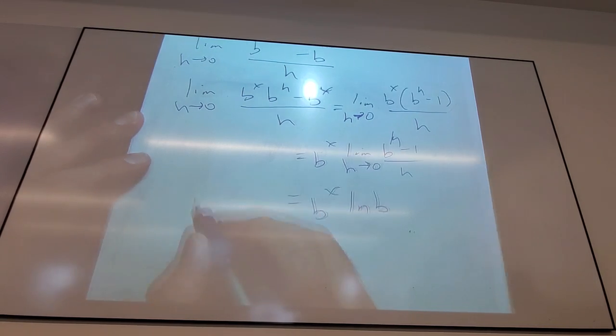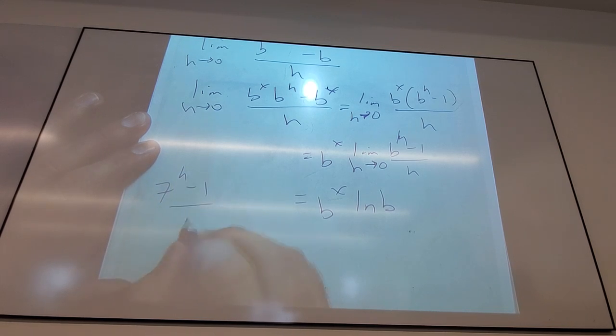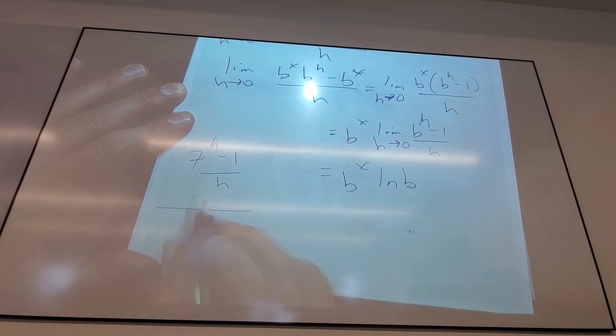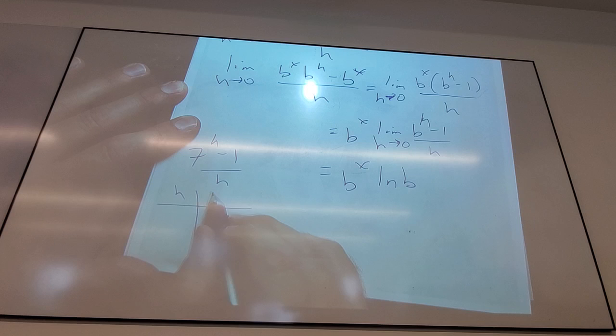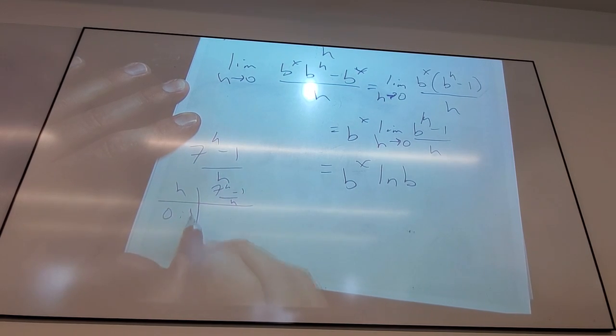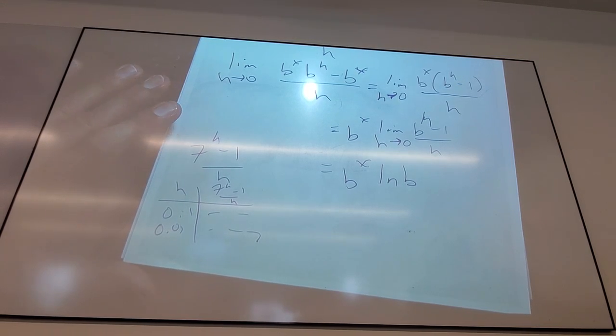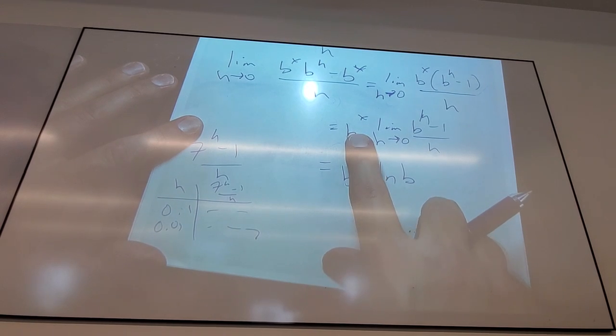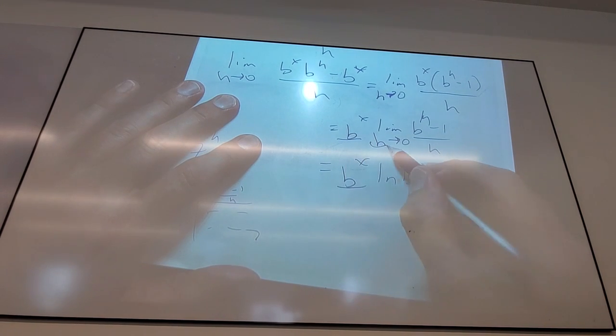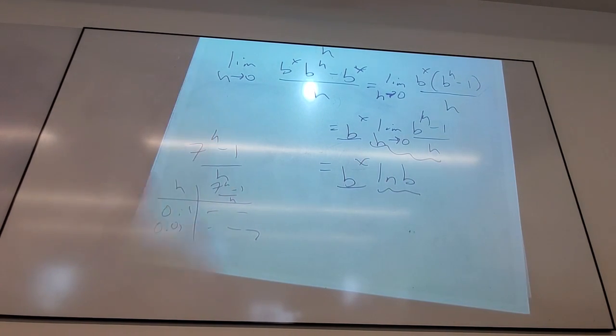So just to show you, if I took 7 and I made a table of values for h, and I let h be 0.1, 0.01, are you guys all with me? I would get some numbers out, and what they would be approaching is the natural log of 7. Okay, so why do you have the b to the x out there? Because b to the x is here, and this is the natural log of whatever that base is.